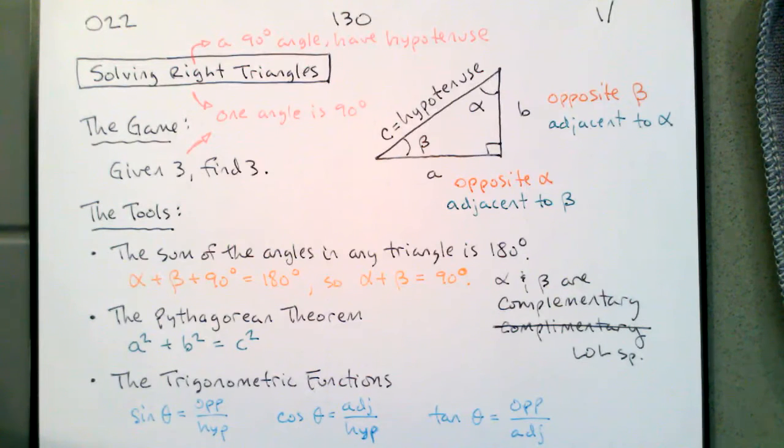So the first tool is exclusively angles. The second tool is exclusively sides. The third tool needs to bring those 2 things together. And that's going to be the trigonometric functions. Sine theta is opposite over hypotenuse. Cosine theta is adjacent over hypotenuse. Tangent theta is opposite over adjacent.